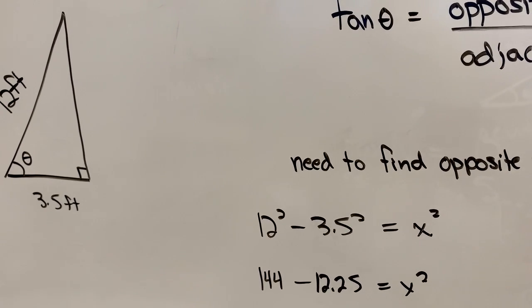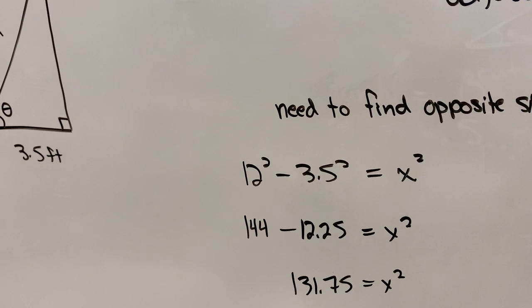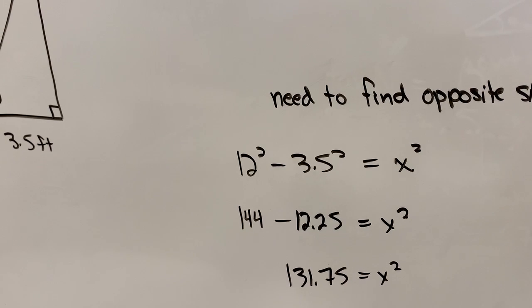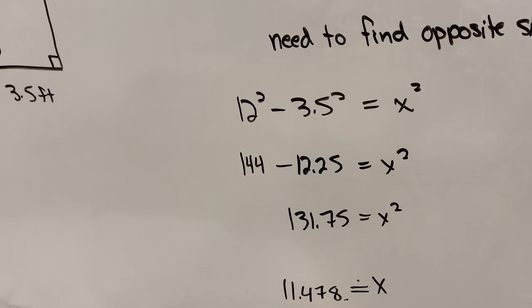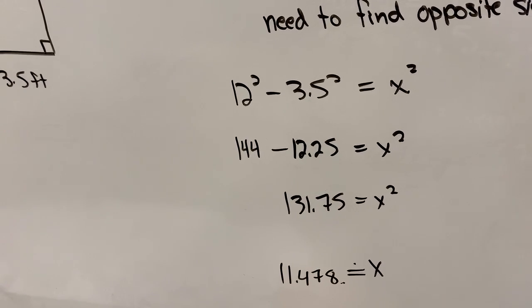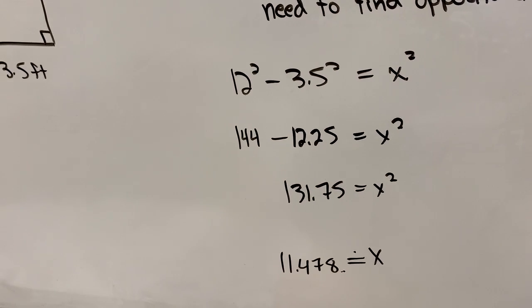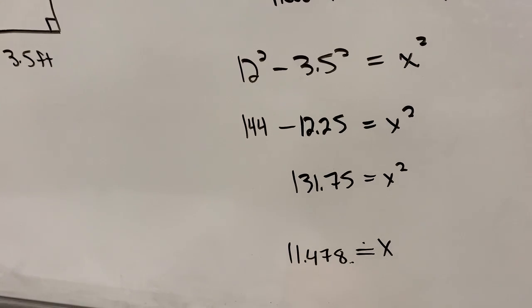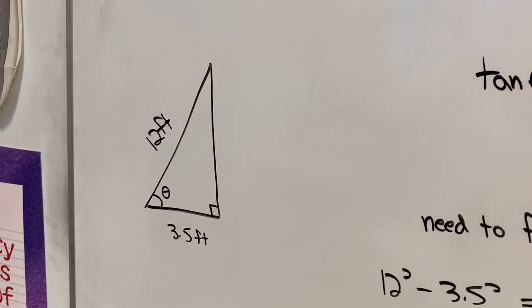So some number crunching, 144 minus 12.25 gives me 131.75. Don't forget to square root that, because clearly that side is not 131 feet long. It is the square root of that, which is a little bit under 11.5. And just carry all the decimals on your calculator. It's perfectly capable of doing that. You don't need to round yet, because we should only round when we get to our final answer. So what does that mean? That means that this missing side here, the opposite side, was about 11.478 units long.